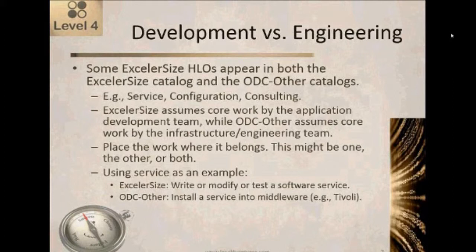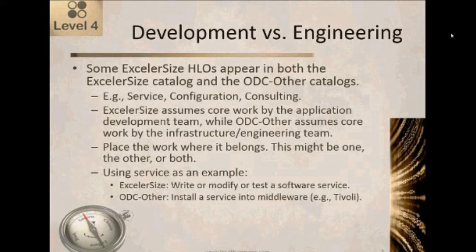Examples of things that fit in both categories are the implementation of a service, a configuration, or consulting. So ExcelerSize assumes core work by the application development team, while ODC other assumes core work by the infrastructure or the engineering team. So when you're estimating, you want to make sure that you place the work where it belongs. And it's possible that the same work may belong in one or in the other or in both.